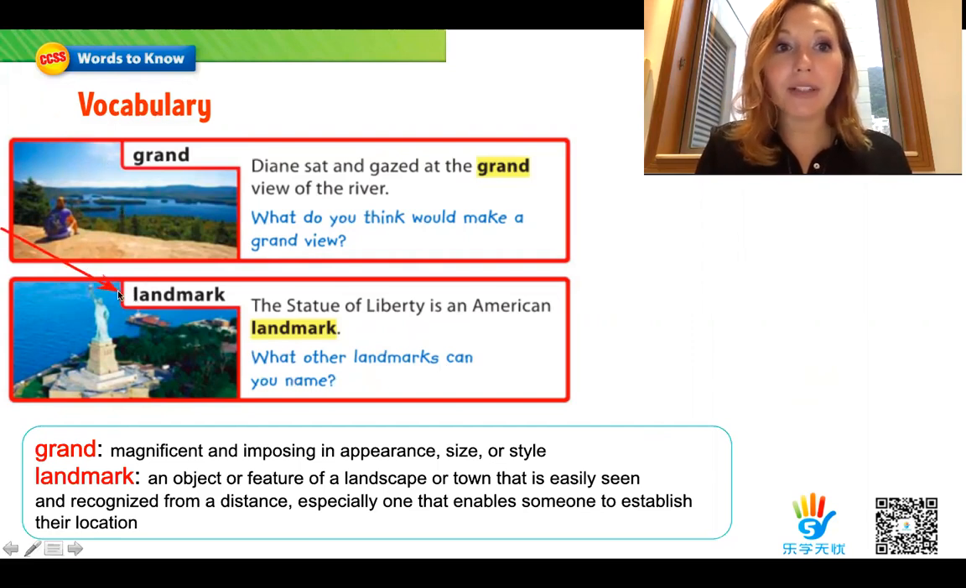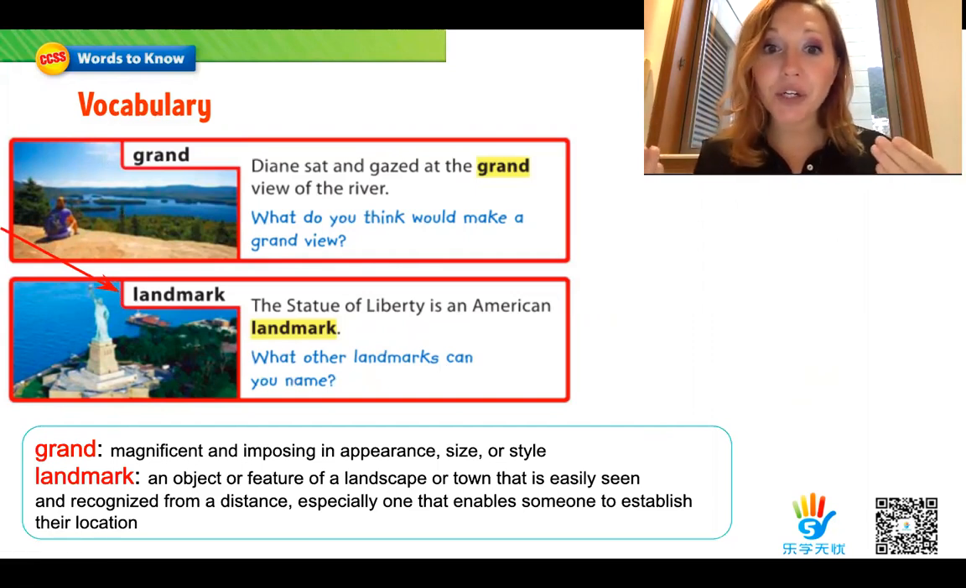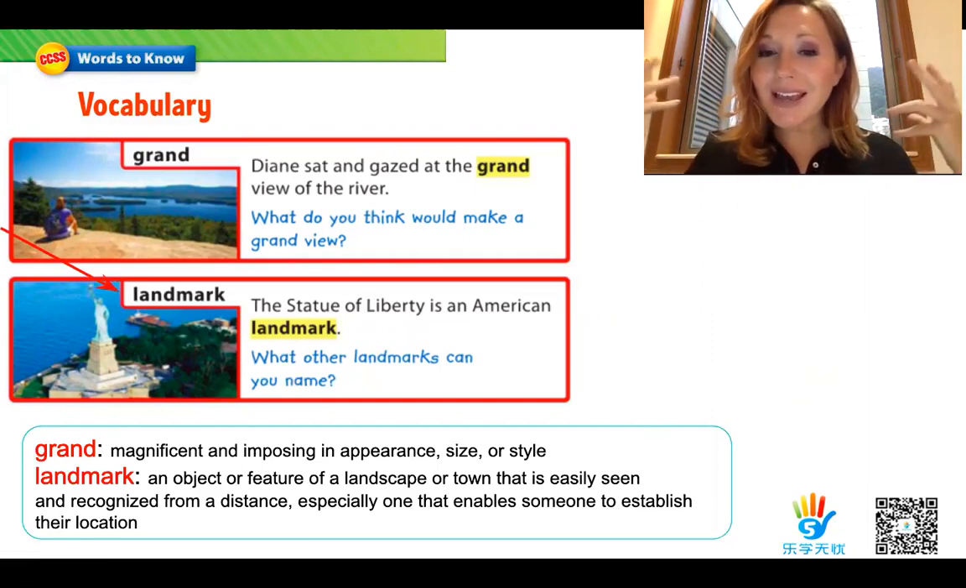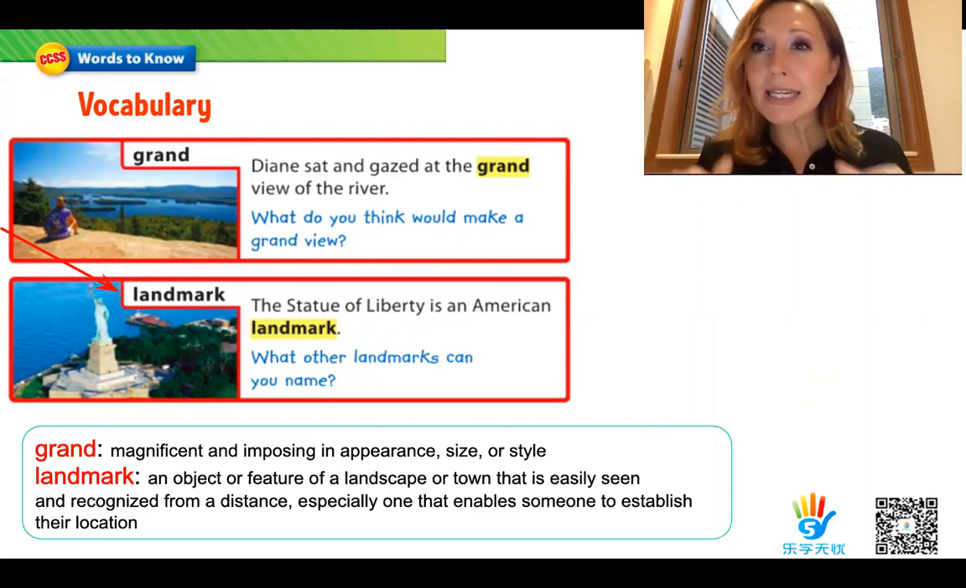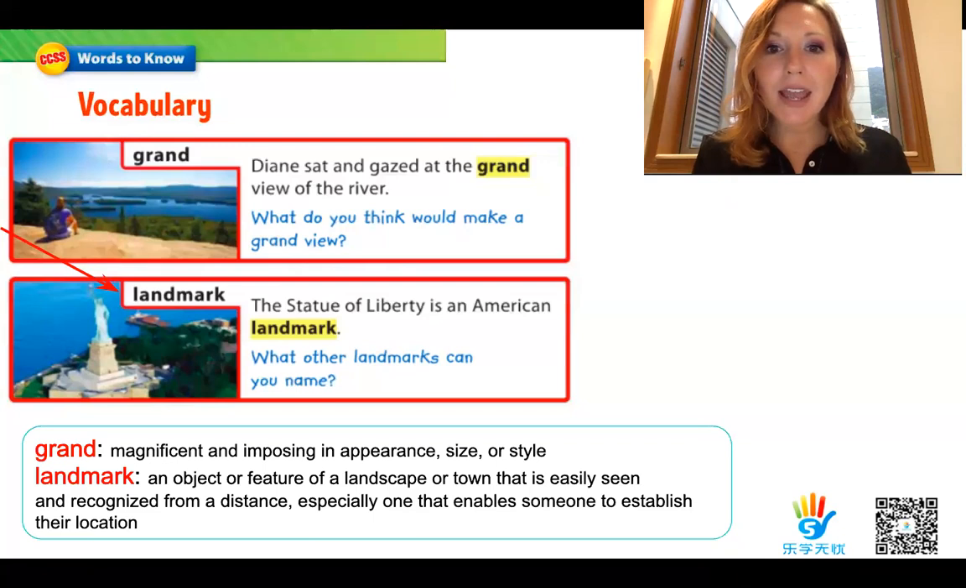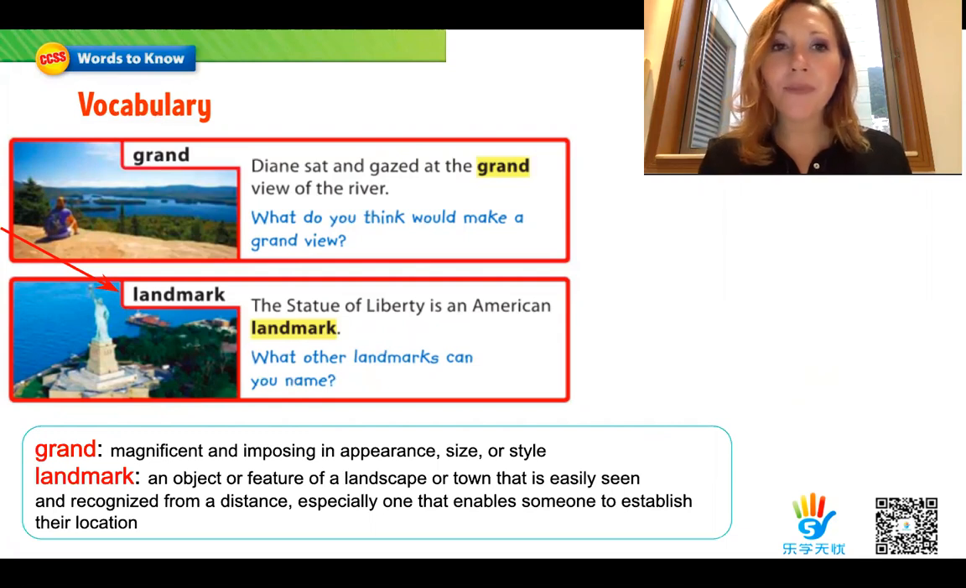Next, we have landmark. Now, a landmark is an object or a feature. Usually, it's in a town, and a lot of people can easily see it and can recognize it. It says that the Statue of Liberty is an American landmark. Can you think of a landmark that is very significant in China? The Great Wall of China is a very significant landmark.